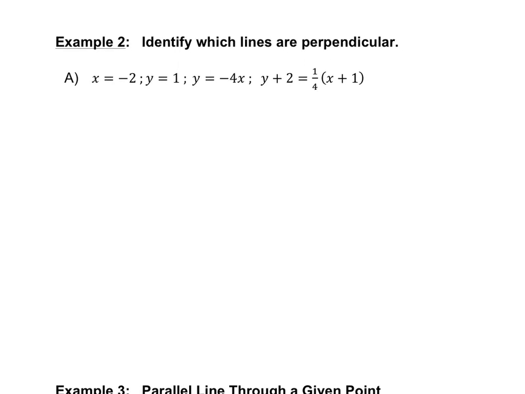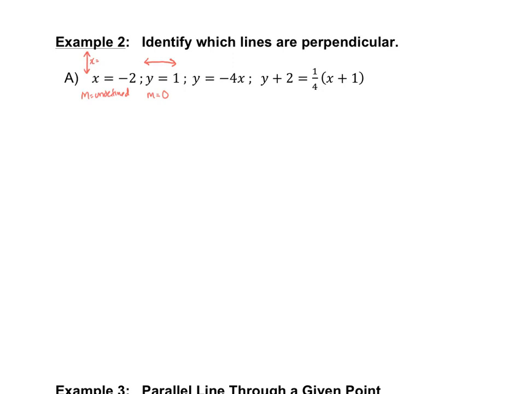To identify which lines are perpendicular, I also need to make sure that y is isolated. Okay, in the first one there isn't even a y. That's an undefined slope. This equation, the whole line would look like this. And so I know that when I have an x equals and my equation looks like this, my slope is undefined. And a y equals equation would look like this. So I know that my slope is going to be 0.